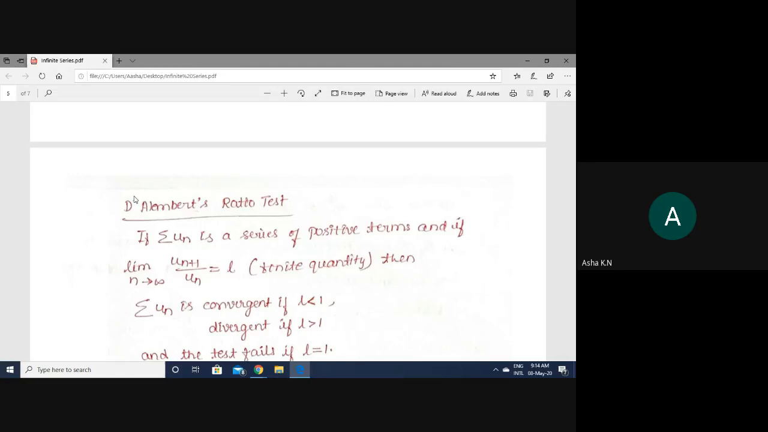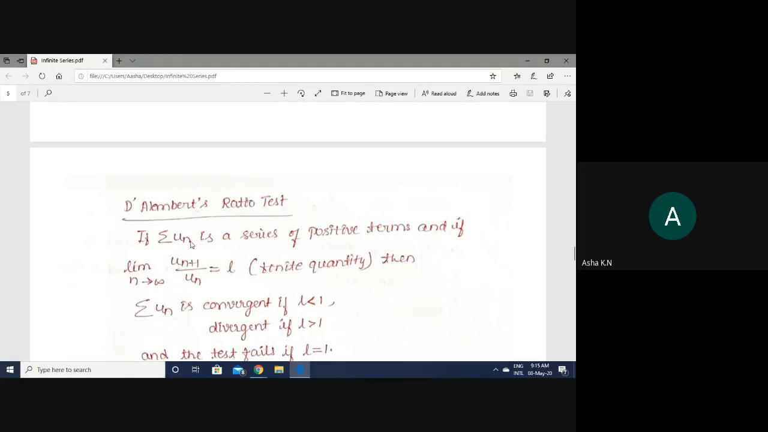So here again, if sigma un is a series of positive terms, an infinite series where n varies from 1 to infinity, and if the limit of un plus 1 by un as n tends to infinity is equal to L. The difference you are understanding, right?